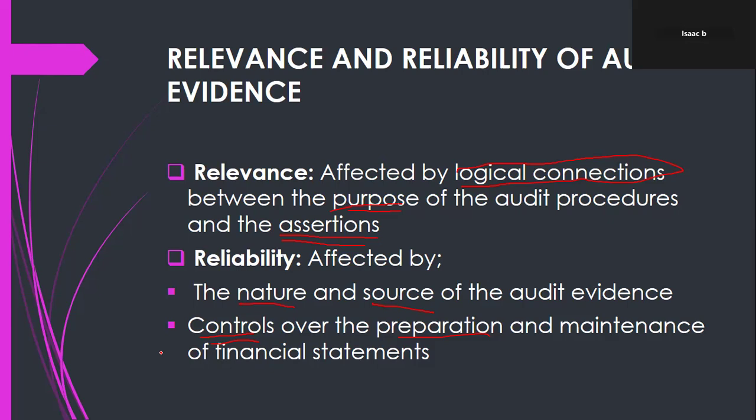So I was saying, controls over the preparation of financial statements as well as the maintenance informs the reliability of audit evidence, right? So if the client's controls are very strong, for instance, they've got the right personnel, individuals with the right skill and knowledge who are carrying out this preparation and maintenance of financial statements, it means the audit evidence we're going to obtain is going to be reliable to some extent, as opposed to a company where the person preparing financial statements is an economist. Then the chances are that the information we're obtaining won't be sufficiently reliable.